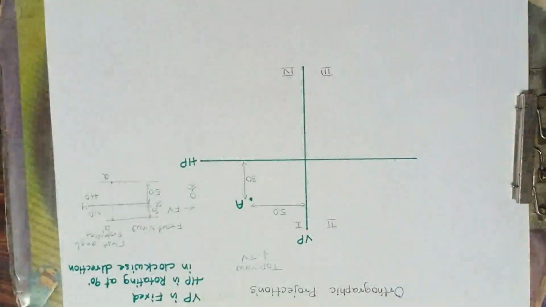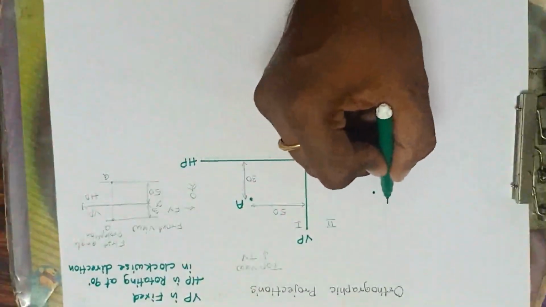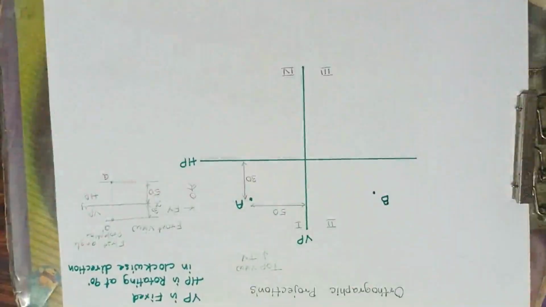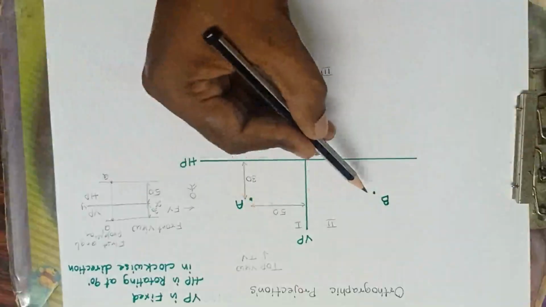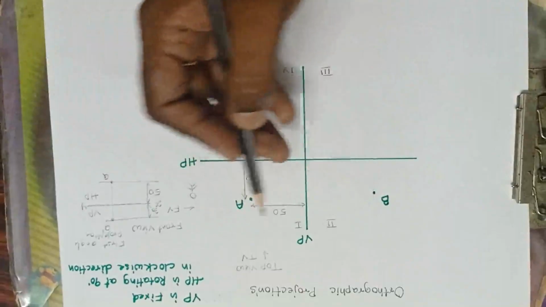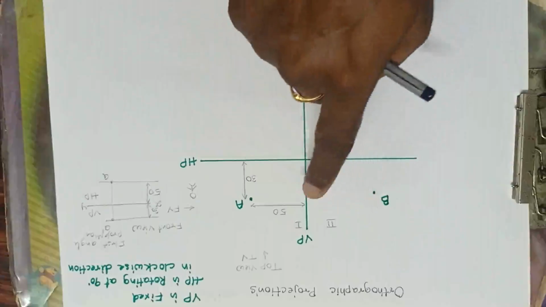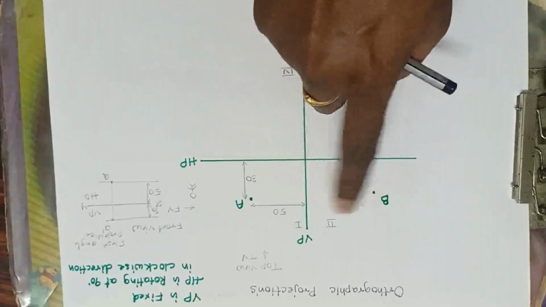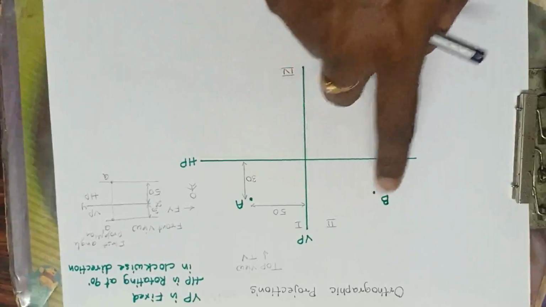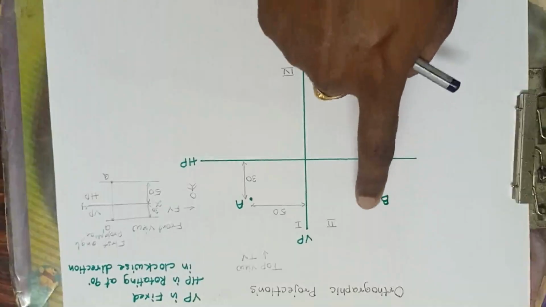So I'll mark a point B. I'll assume the point B is 40 mm behind the VP. This is backwards of the VP. And what about the HP? It is above the HP. Yes, this is above the HP.